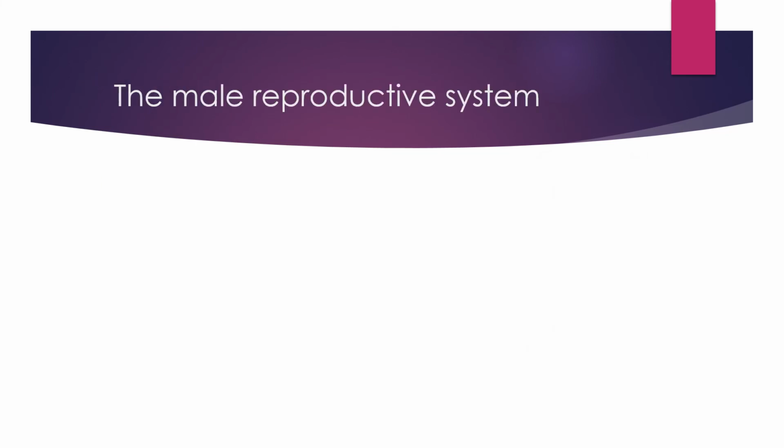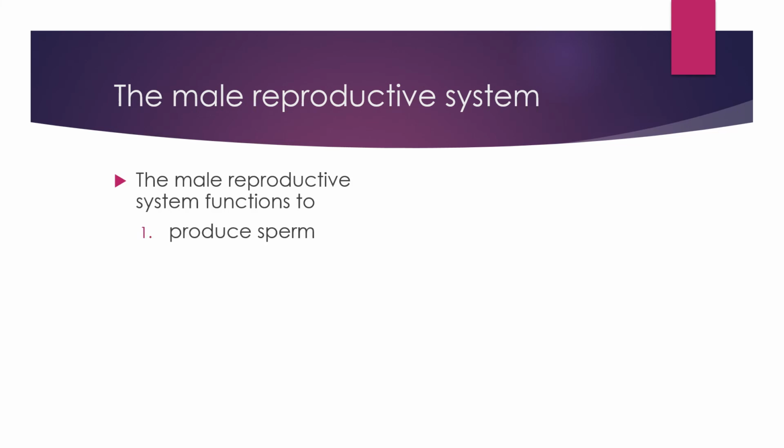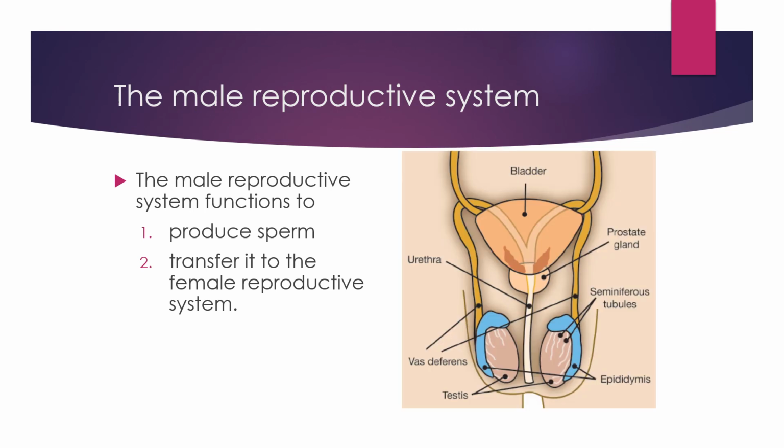The male reproductive system is what we're going to go to next, and the male reproductive system functions to one, produce sperm, and two, transfer it to the female reproductive system. That's its main purpose. Some of the main structures of the male reproductive system are seen here, from the testes and the vas deferens and seminiferous tubules, along with your prostate gland. All of those are important reproductive organs.